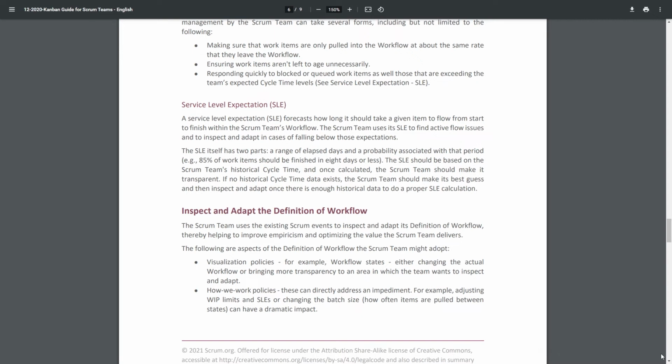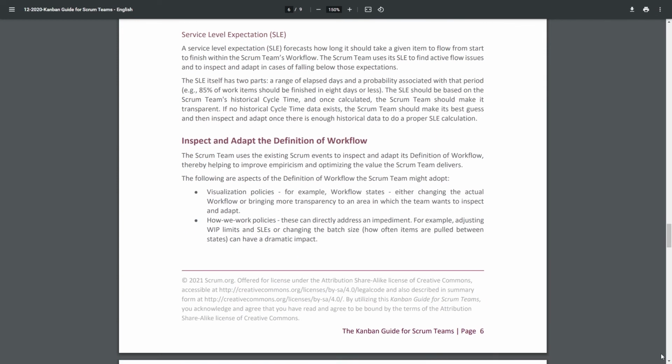The following are aspects of the definition of workflow the Scrum team might adopt. Visualization policies. For example, workflow states, either changing the actual workflow or bringing more transparency to an area in which the team wants to inspect and adapt. How we work policies. These can directly address an impediment. For example, adjusting WIP limits and SLEs, or changing the batch size. How often items are pulled between states can have a dramatic impact.